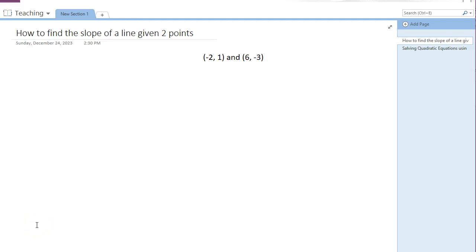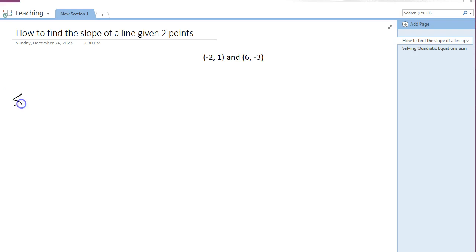How to find the slope of a line given 2 points. Last time we were given the slope and 1 point and we found the equation. But this time we have 2 points. We have (-2, 1) as 1 point, and (6, -3) as another point. Given these 2 points, we can find the slope. So what is the slope?